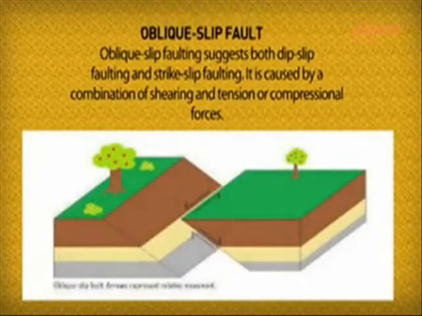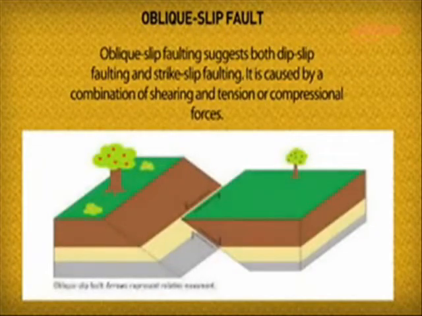Oblique slip faulting suggests both dip-slip faulting and strike-slip faulting. It is caused by a combination of shearing and tension or compressional forces.